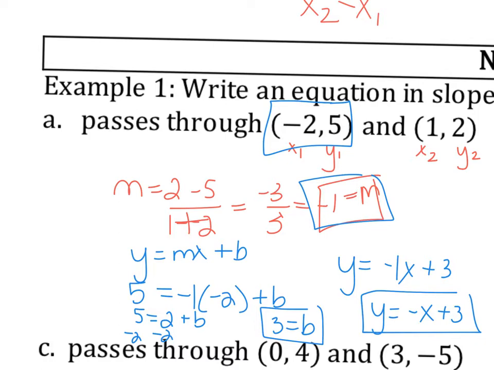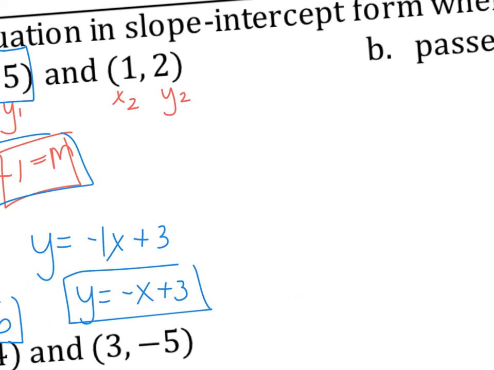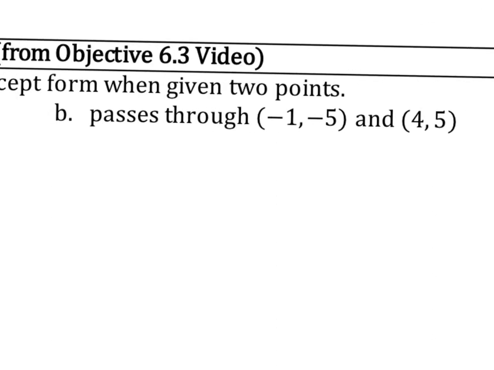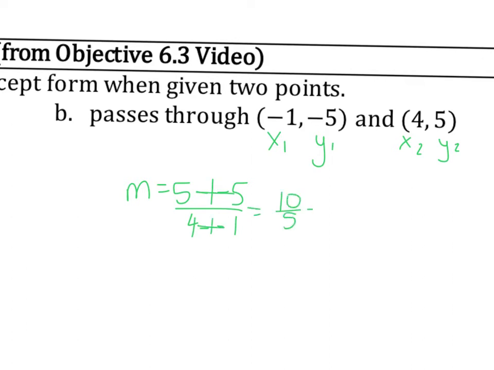Okay, so example 1b, same thing. I'm going to start by labeling my x1, y1, because I know that I'm going to have to find my slope. So our slope is y2 minus y1 over x2 minus x1. So then these both become like big plus signs. We have 10 over 5. So our slope is 2.